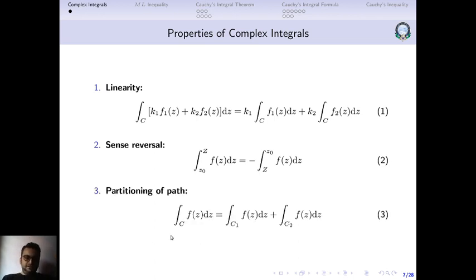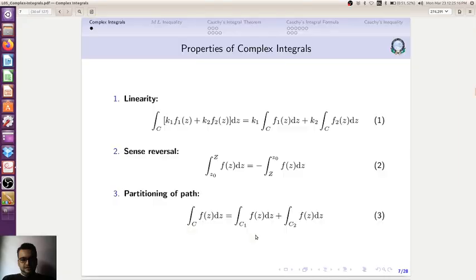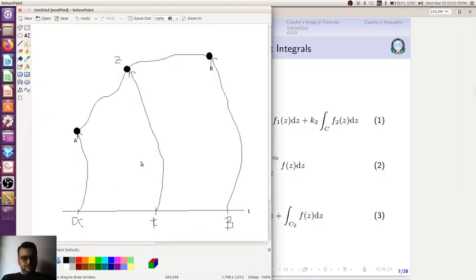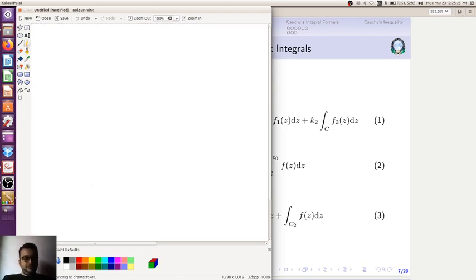And partitioning of paths. Suppose I have a path C, and this path C is made up of two paths, C1 and C2. So say we have a scenario like this. This is the entire path, this is your path C, and let's say you partition this path C into two parts.